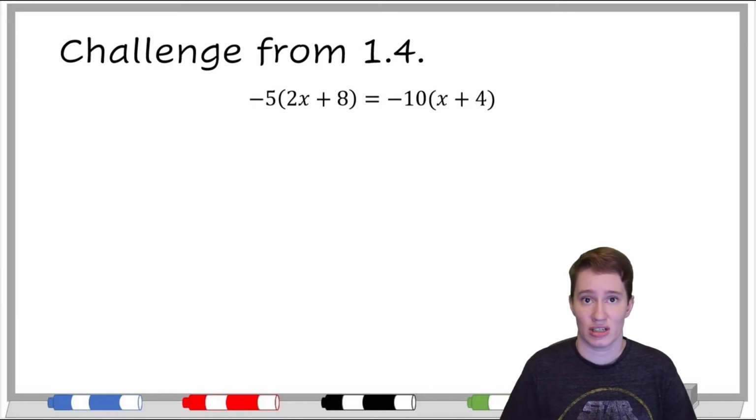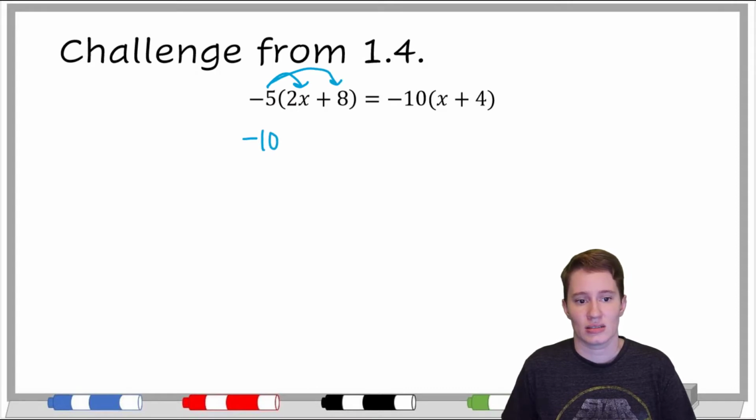So if you did this challenge problem, hopefully you kind of remember, and I'll talk about what's going on. So if I distribute this -5, I get -10x minus 40. And then I can distribute this -10, and I get -10x, and I get minus 40.